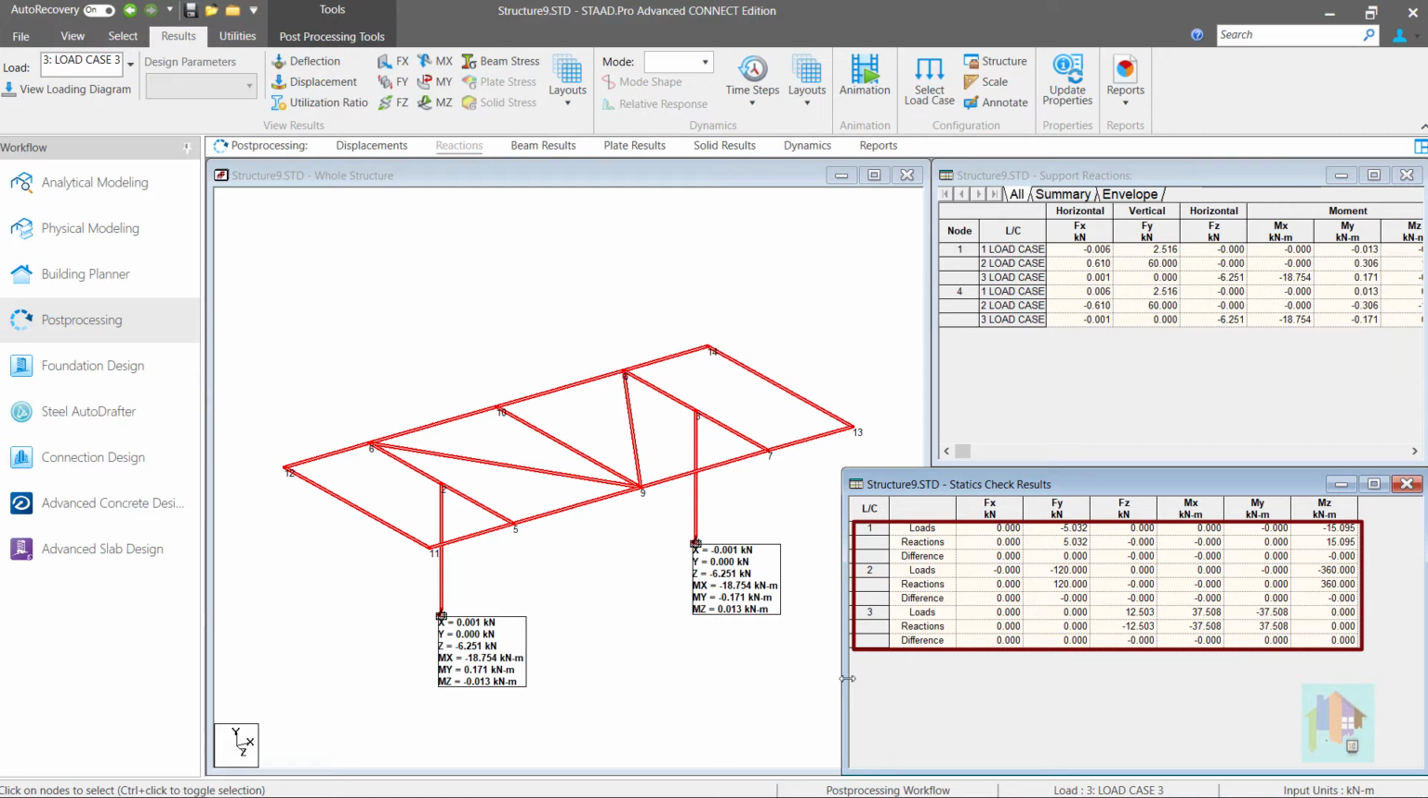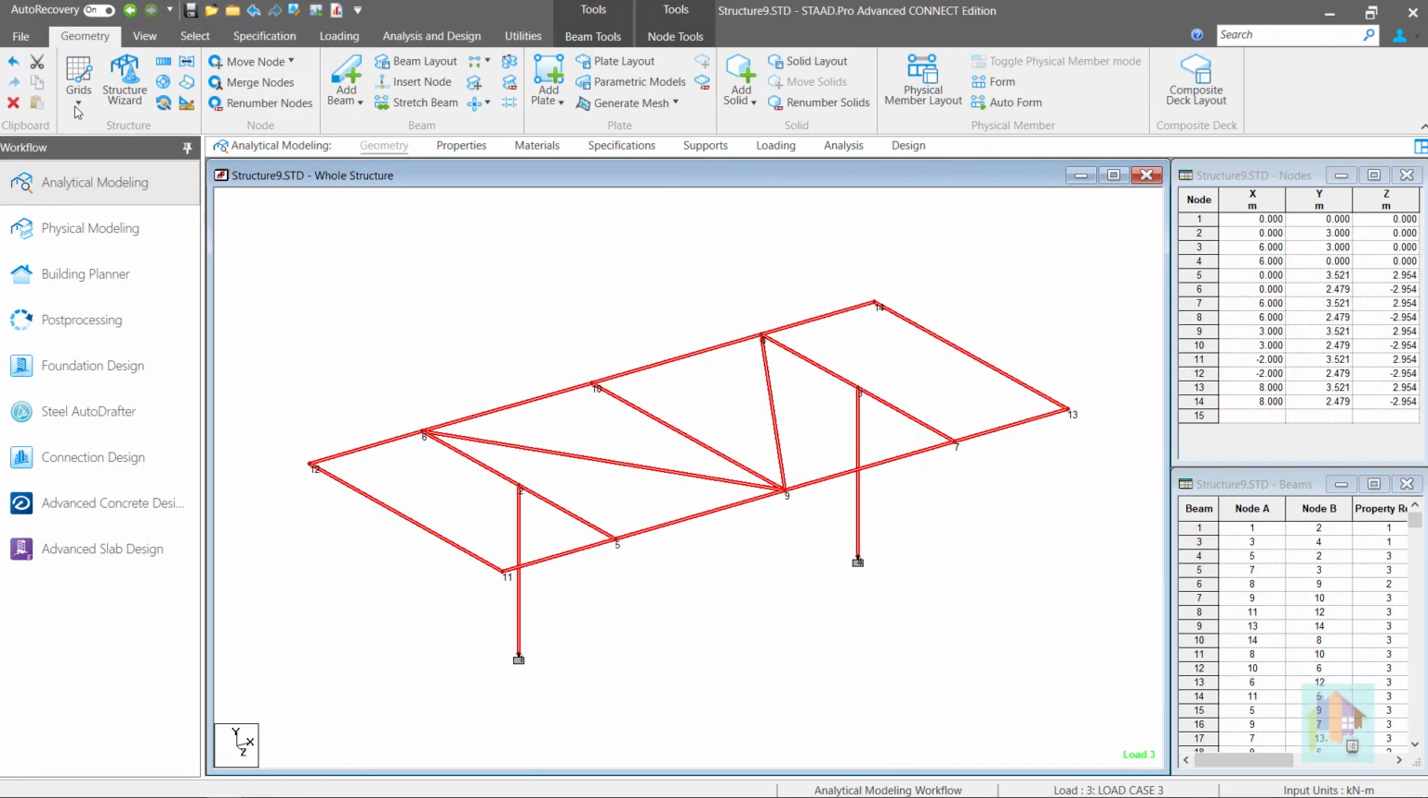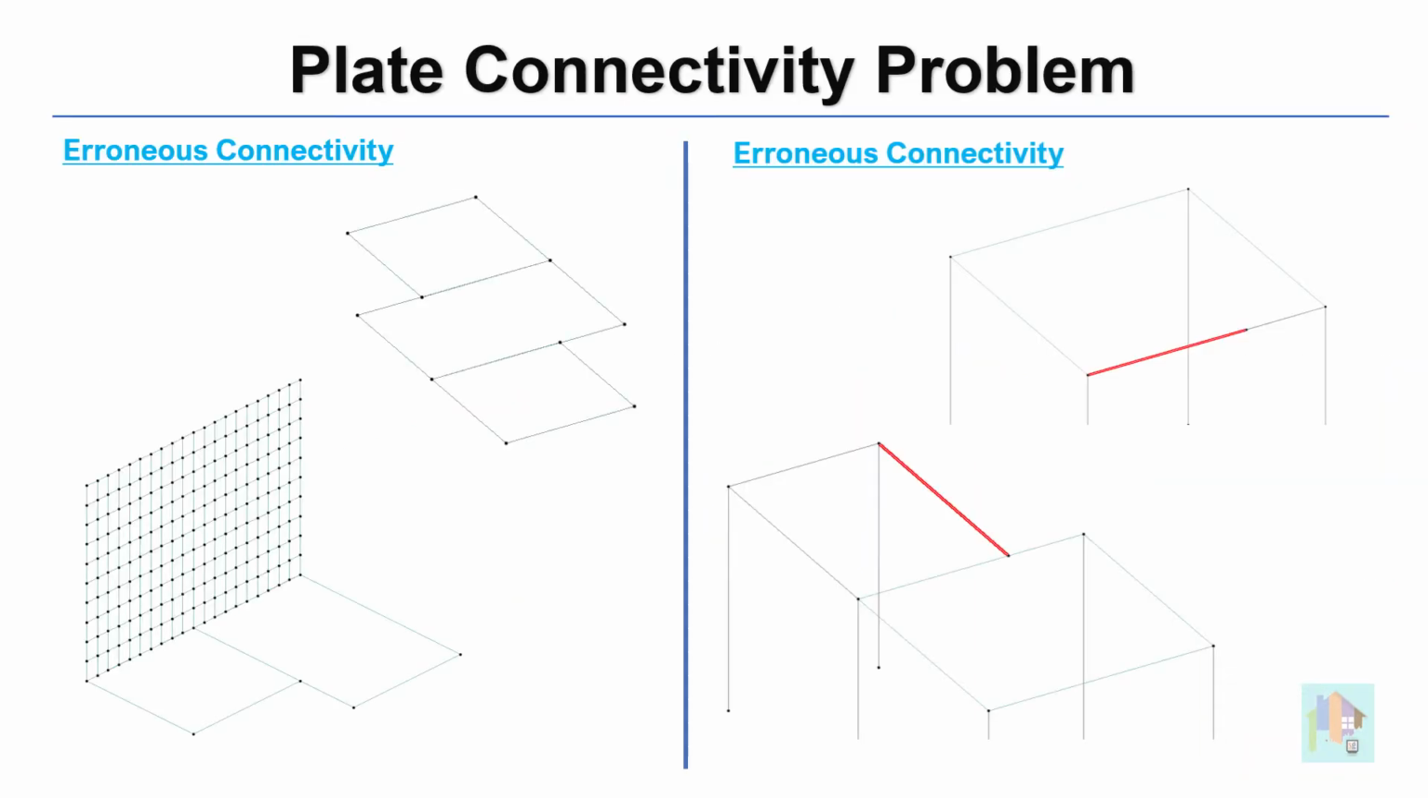For this model, modeling error or incorrectly connected members are the reason of the instability. Similarly, presence of orphan node, zero length member, or improperly connected beam and plate can cause this type of instability problem.